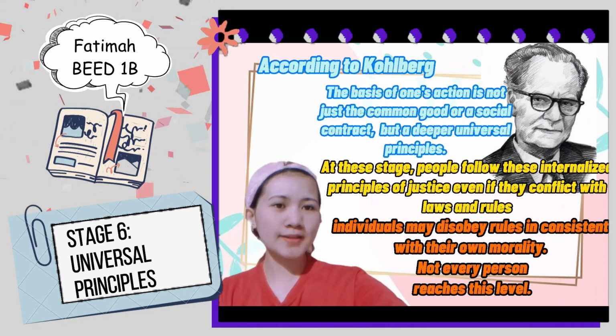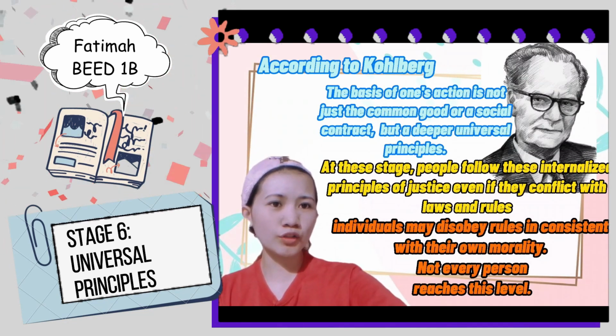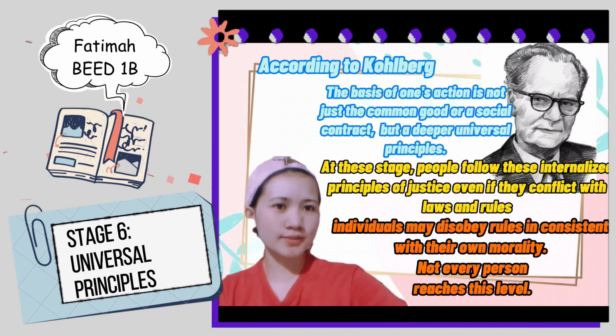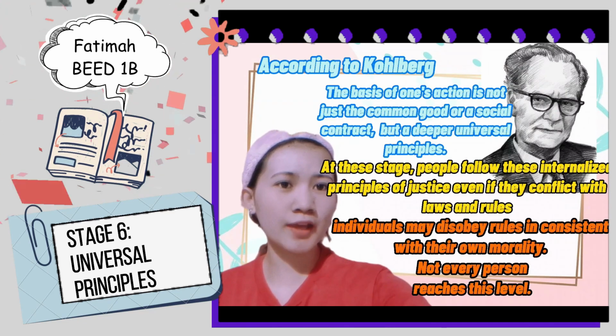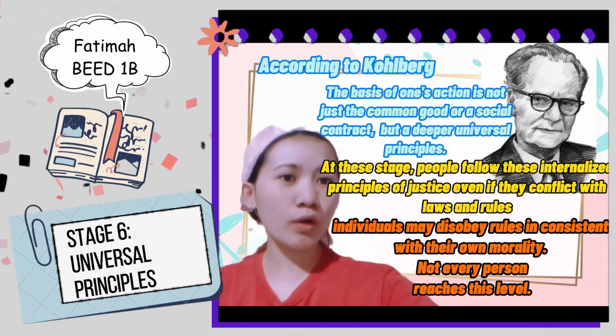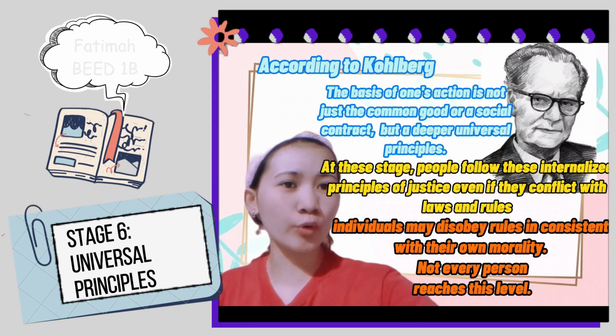According to Kohlberg, the basis of one's action is not just the common good or social contract but deeper universal principles. At this stage, people follow internalized principles of justice even if they conflict with laws and rules. Individuals may disobey rules inconsistent with their own morality.